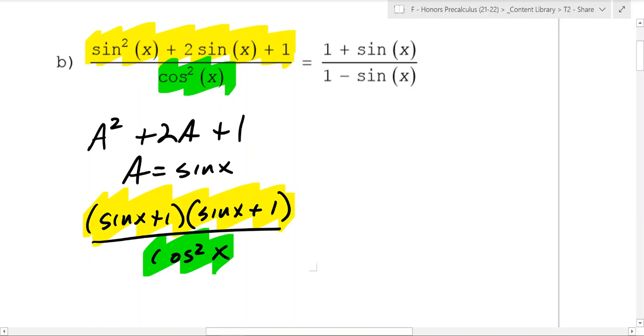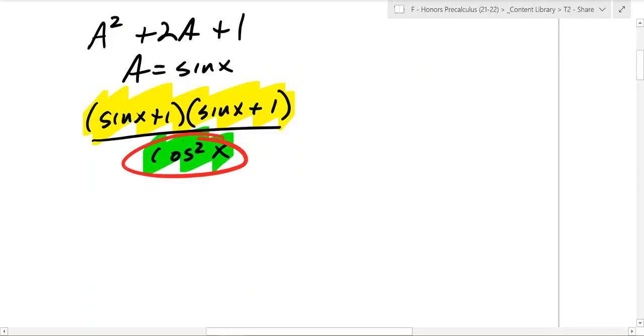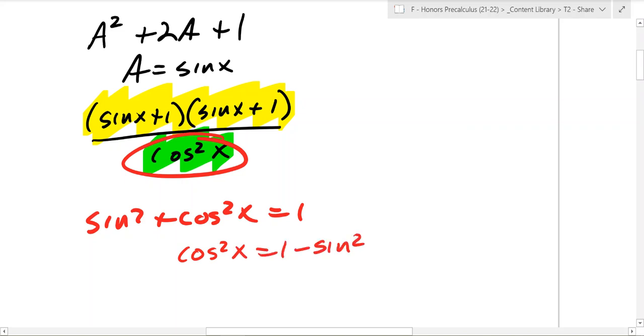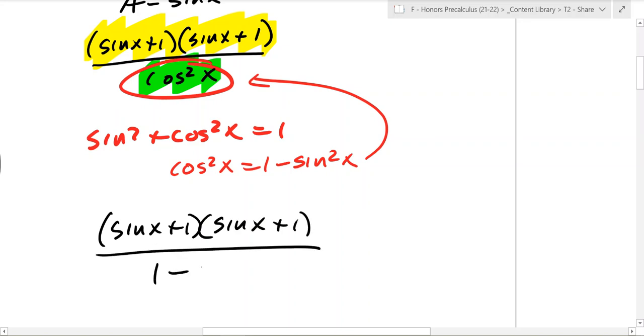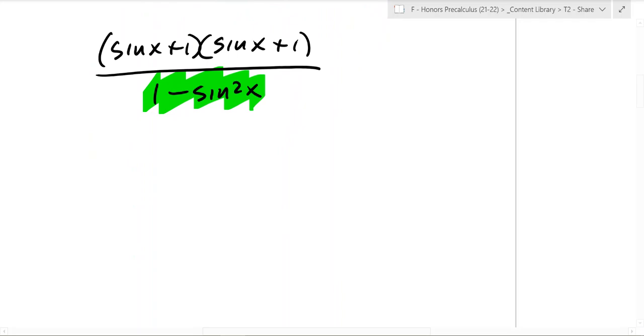Now what happens is, you need to remember sine squared plus cosine squared x is equal to 1. So that means that cosine squared x is equal to 1 minus sine squared x. So you can take that and plug it in there. What that leaves you with is the same numerator, so sine of x plus 1 times sine of x plus 1. You can write it squared if you want to, but keeping it separate can help, over 1 minus sine squared x.